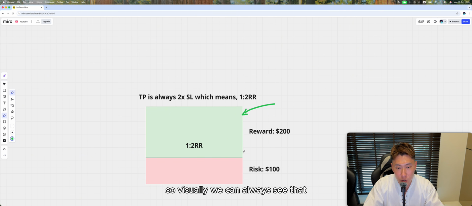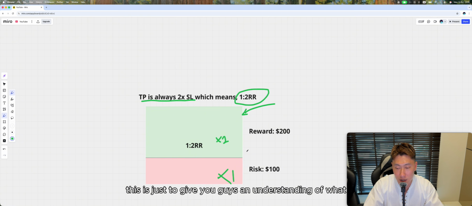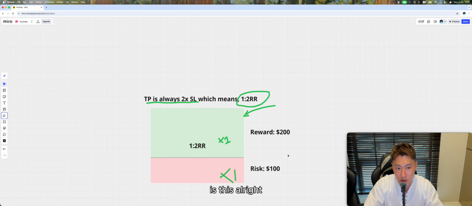Visually we can always see that the size of the green box is twice the red box. This is always one times, this is always two times. This is because the TP is always 2x, two times the stop loss, which also means we always target a minimum of 1 to 2 in terms of the ratio. This is just to give you an understanding of what this is.